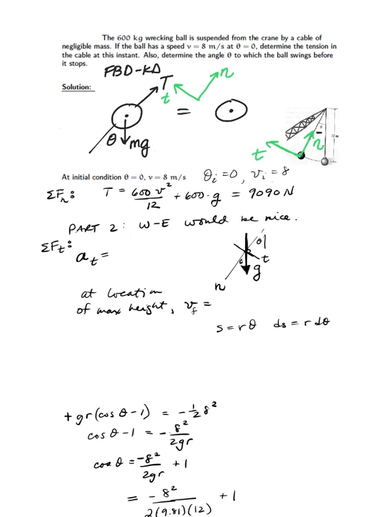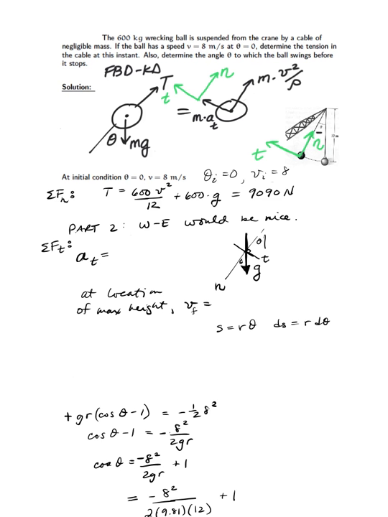So now over on my kinetic diagram, I'm going to have two terms. I'm going to have mass times v squared over rho, which would obviously be in the normal direction. And here I'm going to have mass times a_t, right, the tangential acceleration. So there's my FBD KD system.